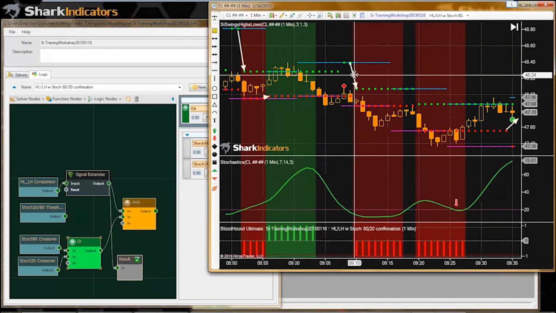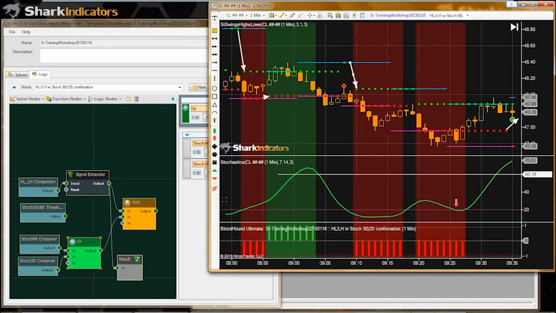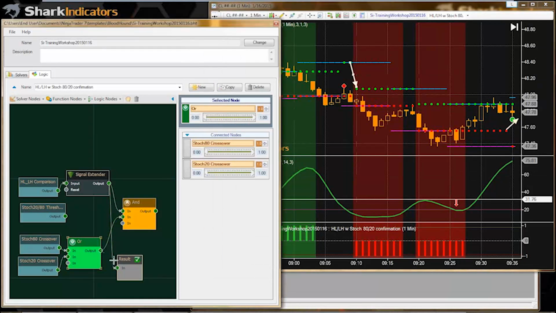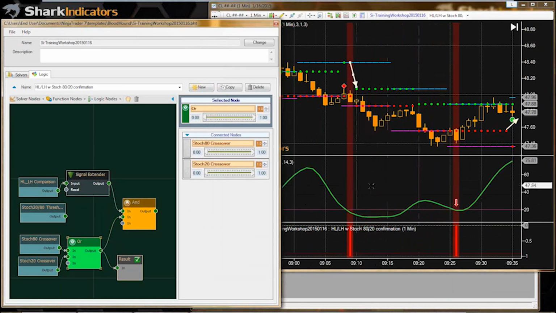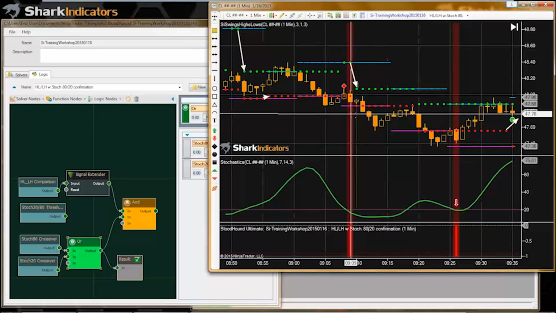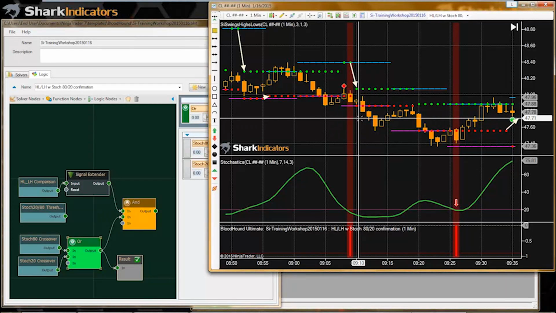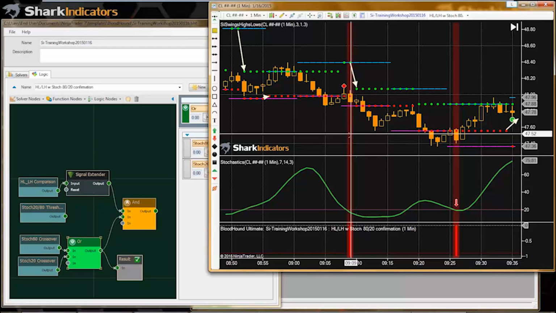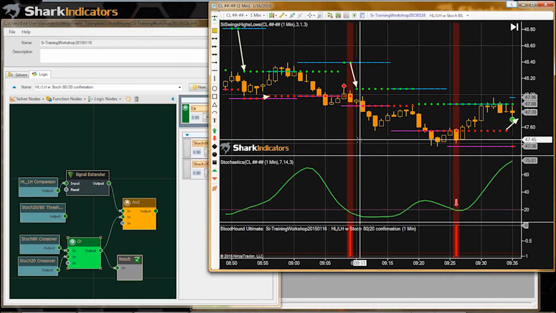Alright, so our lower high, we can see it happened on this bar. So let's take a look at our stochastic. And I'll look at that. It happened 1 bar sooner. So it happened 1 bar sooner. So let's see, what can we do about that?